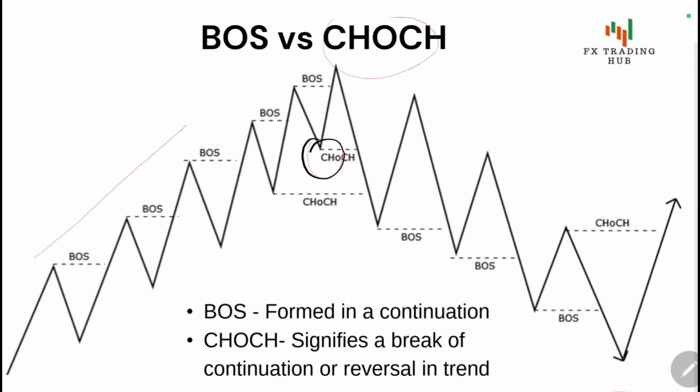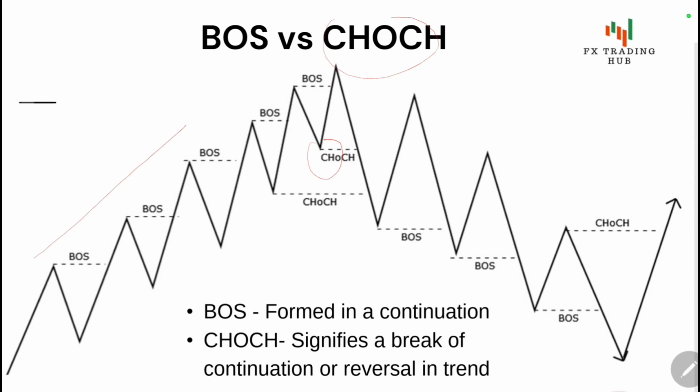When the market is moving in a bullish direction and then, like you can see here, this is a change of character. It signifies a reversal in the market direction. A change of character, CHOCH for short, signifies a break of continuation to the downside. Now, that is for the bearish change of character.